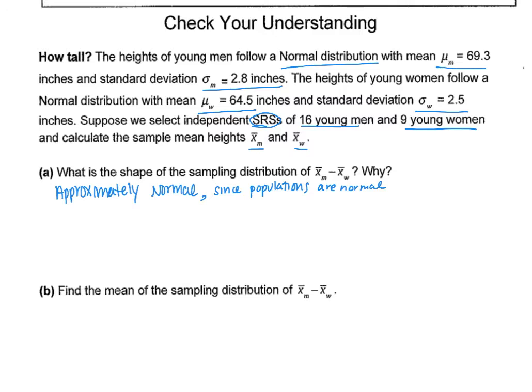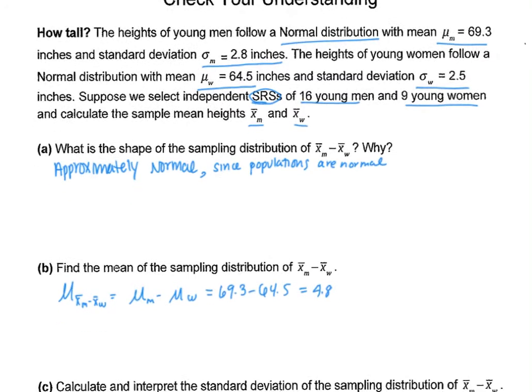Now let's talk about the mean of the sampling distribution. So we're going to use the mean of the sampling distribution of x bar m minus x bar w is going to equal mu m minus mu w, which is given to us in the paragraph. 69.3 minus 64.5 equals 4.8.